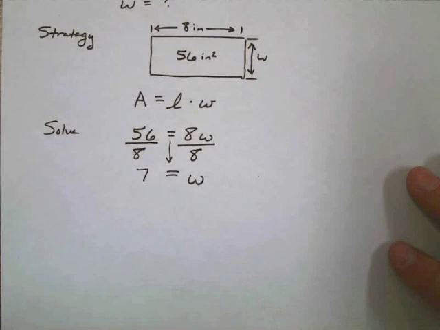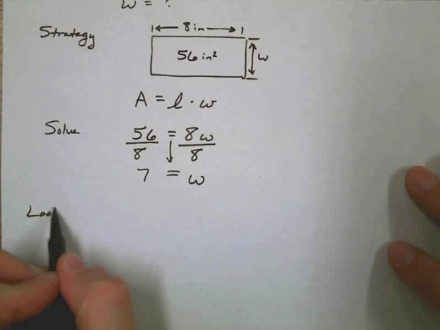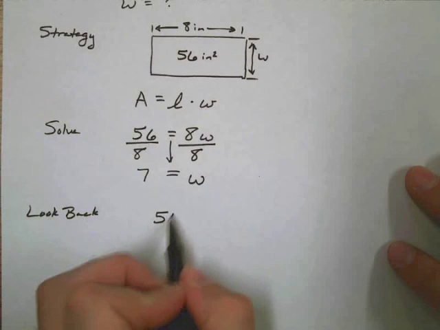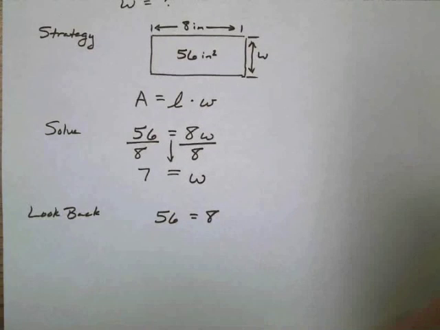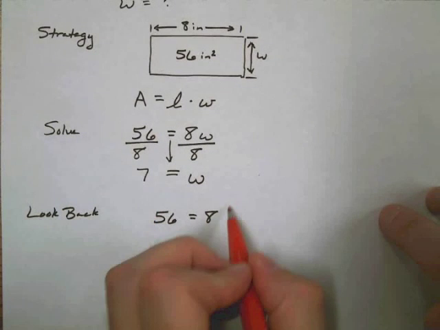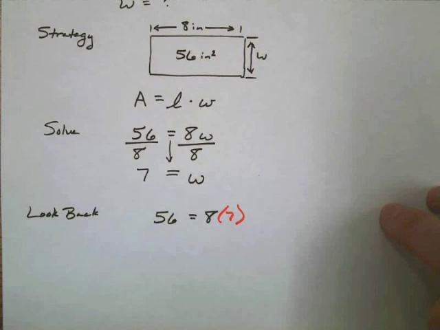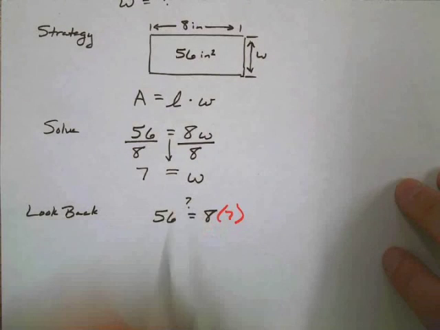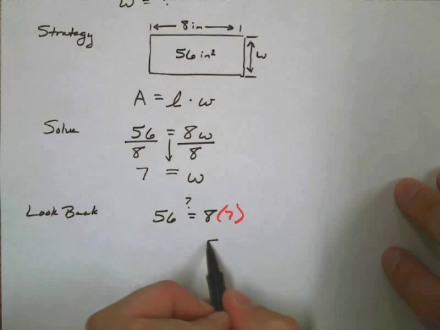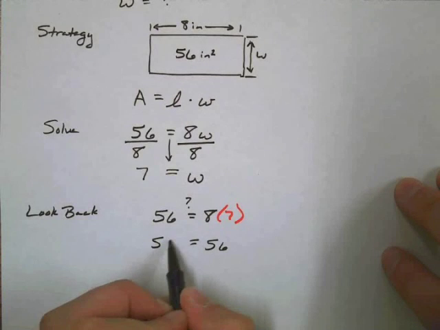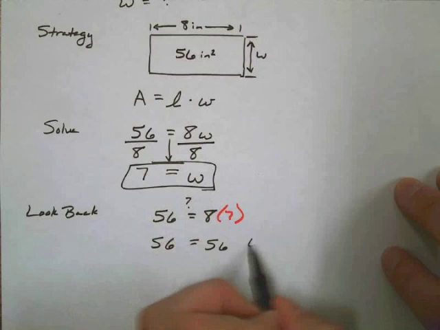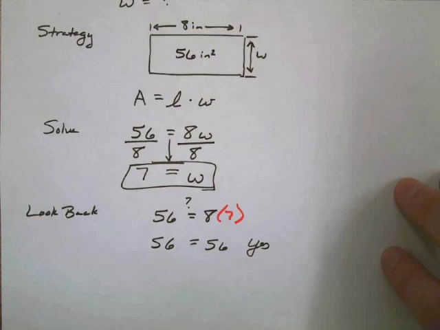So now I'm thinking that, okay, 7 inches, that sounds about right. But let's do a double check and prove that that's the case. So 56 is equal to 8, and I'm going to put in 7 for W. So 56 equals 8 times 7. That's what I'm wondering here. Well, 8 times 7 does equal 56, and 56 is equal to 56. So yes, W does equal 7.